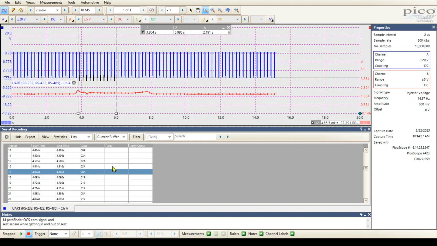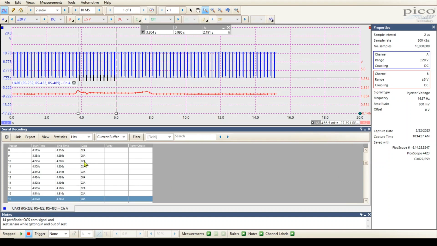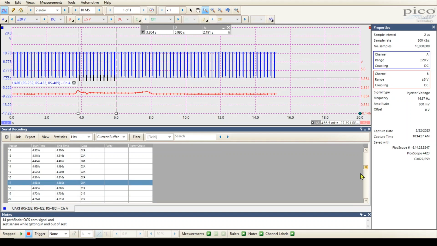And remember, 19s are me in the seat, and 02s are me out of the seat. So I'm curious how long it takes, by the time I get in the seat, for this thing to recognize my weight. So I'm going to roll on down until I start seeing a change. Now I'm looking over here. Okay, so there's a 19 right there, right around packet 18.